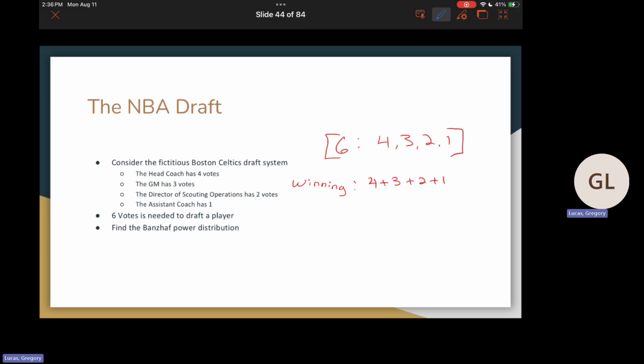So player 1 doesn't show up. 3 plus 2 plus 1 is 6. It would still pass. It's okay. If player 3 doesn't show up, it would pass. If player 2 doesn't show up, it would pass. Actually, everything's not critical here. So find the other combinations.